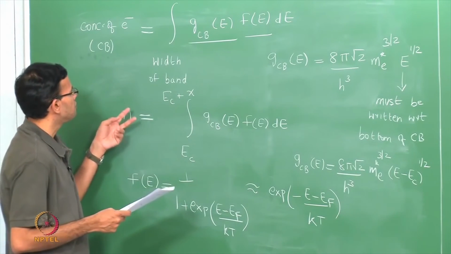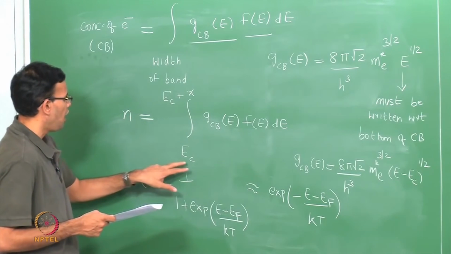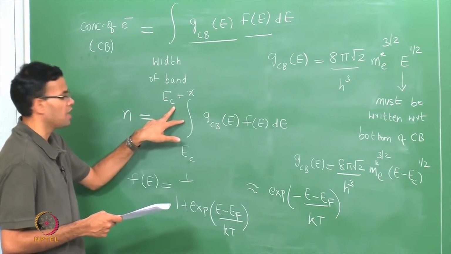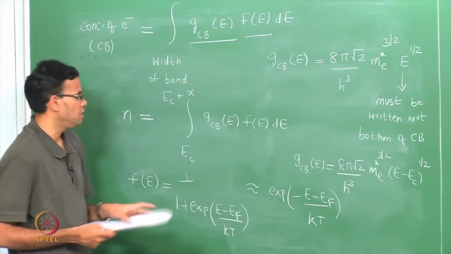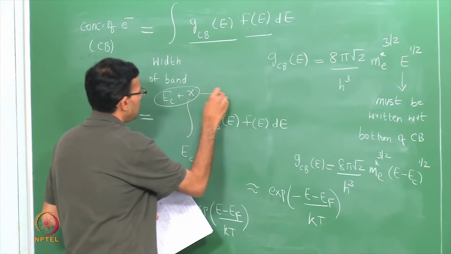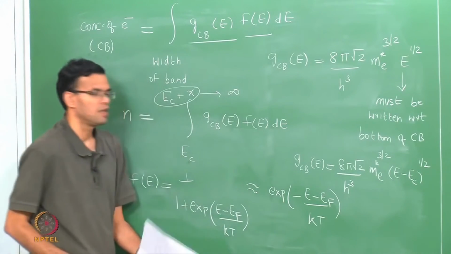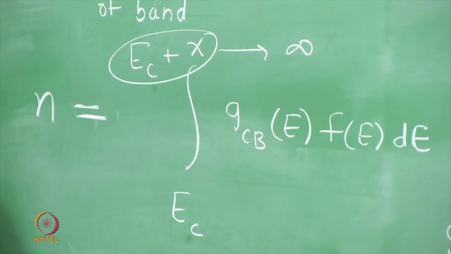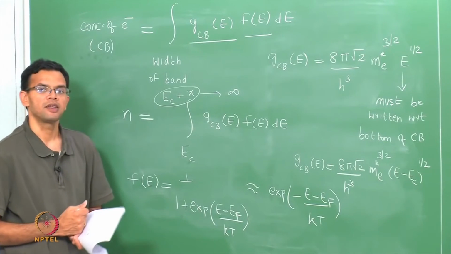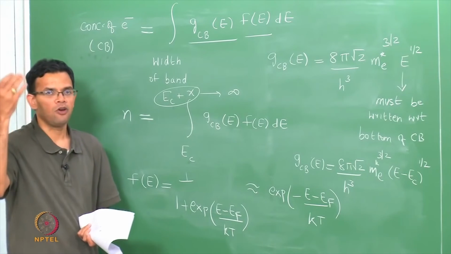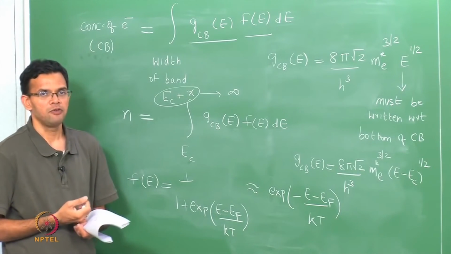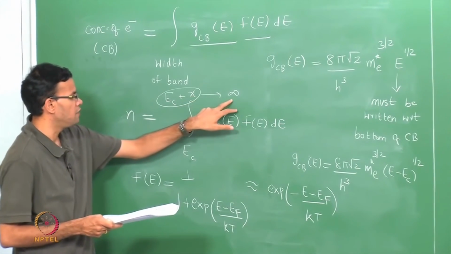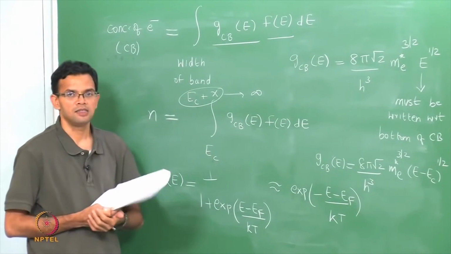In the case of the silicon semiconductor, our limits were the width of the band that goes from EC to EC plus chi. For ease of integration, we can replace the EC plus chi term with infinity. This is also true because we will find that most of the electrons are located very close to the bottom of the conduction band. So, we can take the top of the conduction band to be infinity, and we will not lose much in the model. Let me then rewrite this expression again.